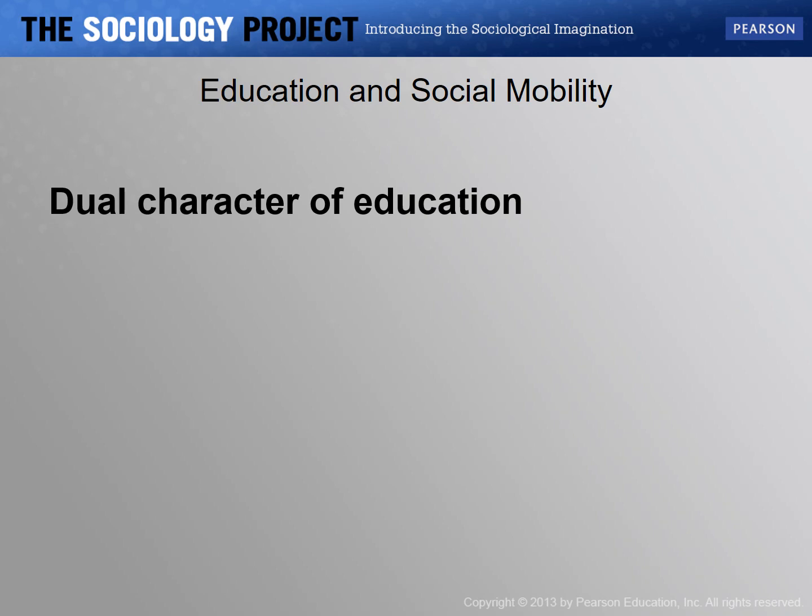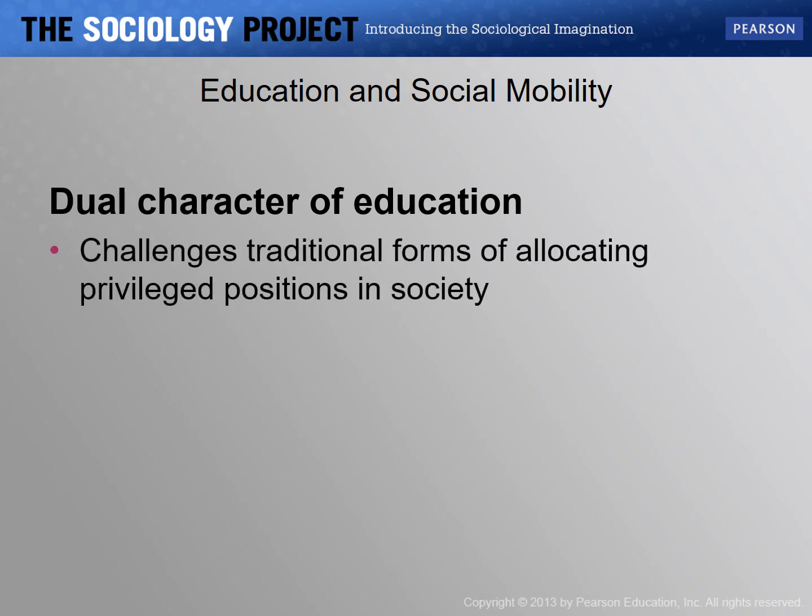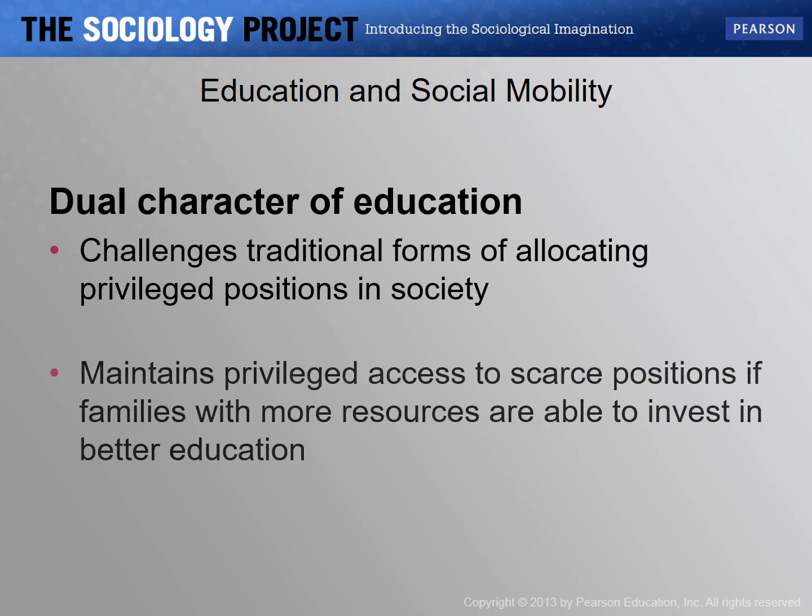So education is maybe a key to social mobility. It challenges traditional forms of allocating privileged positions in society. And it maintains privilege across access to scarce positions if families with more resources are able to invest in better education. So going to a community college or going to a state school provides you different opportunities than if you went to Harvard or Princeton. So it's both good news and bad news. It has different characteristics for different people.